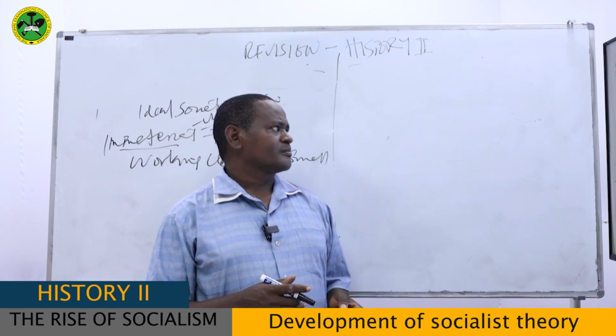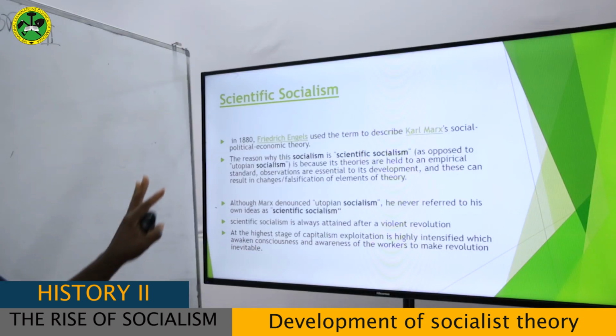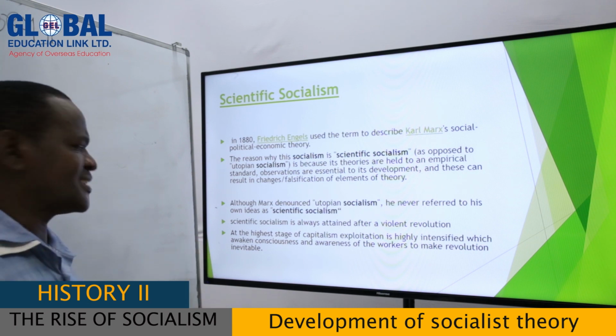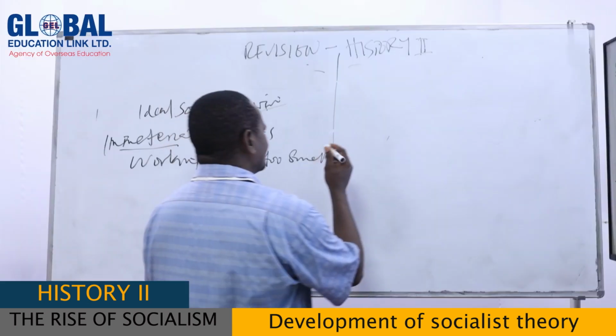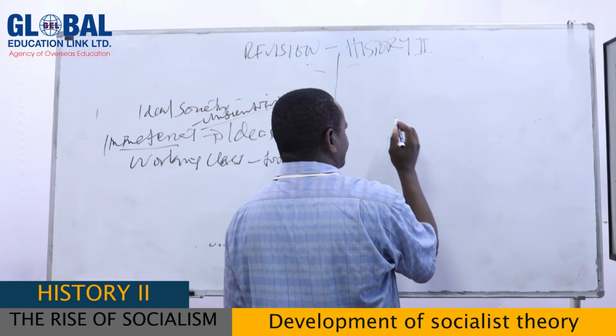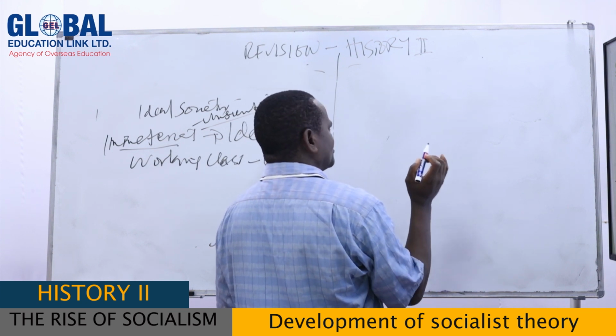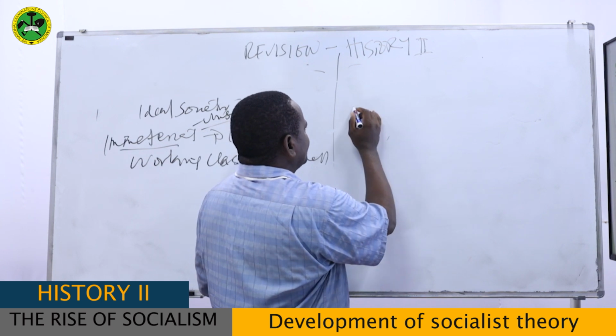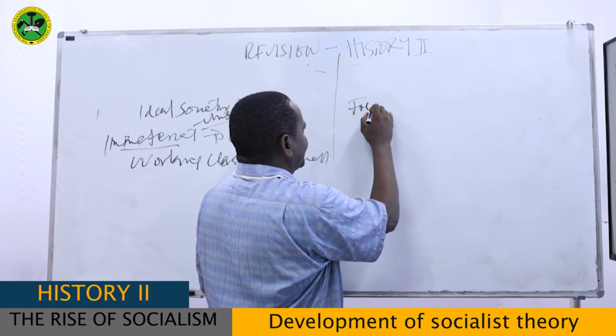My dear students, after we have looked at that, let's now go to scientific socialism. The word scientific socialism was not used by Karl Marx from the very beginning. Marx never used the word scientific socialism. This word was in fact first used by Friedrich Engels.